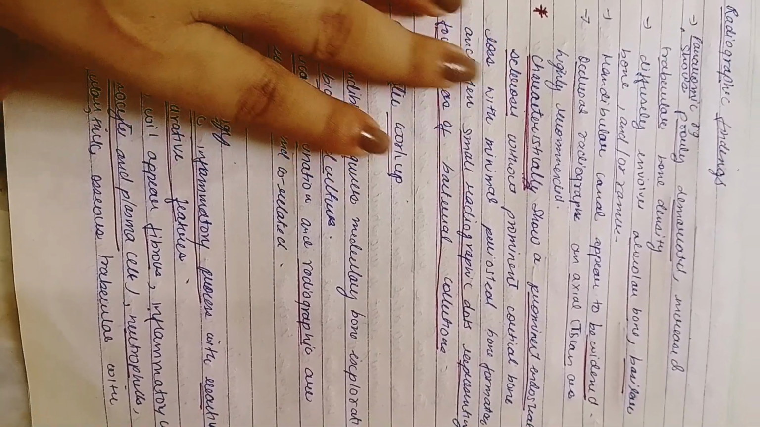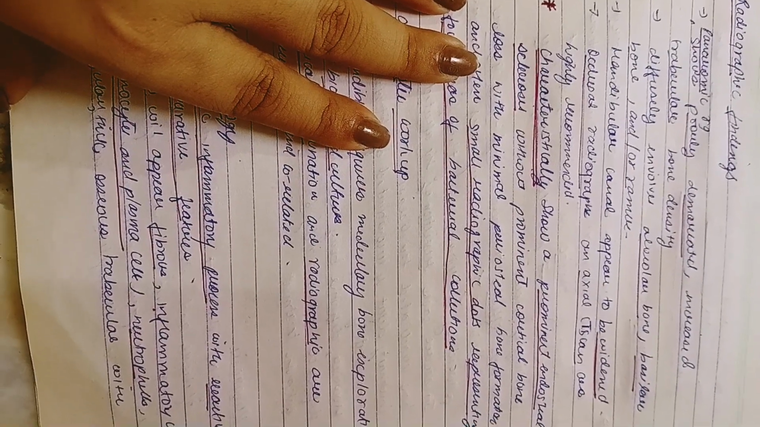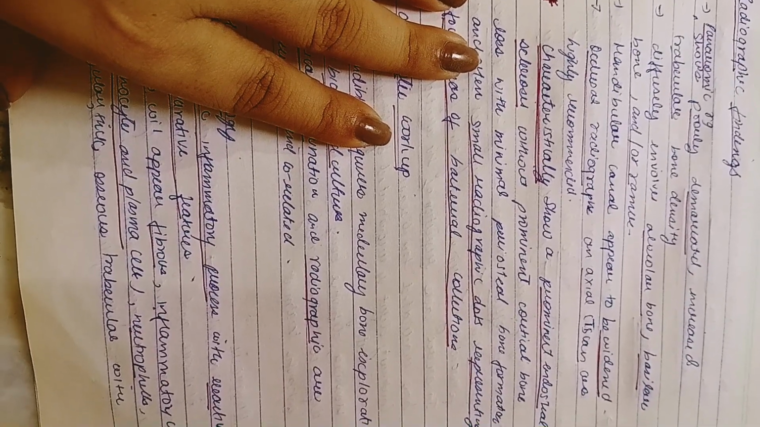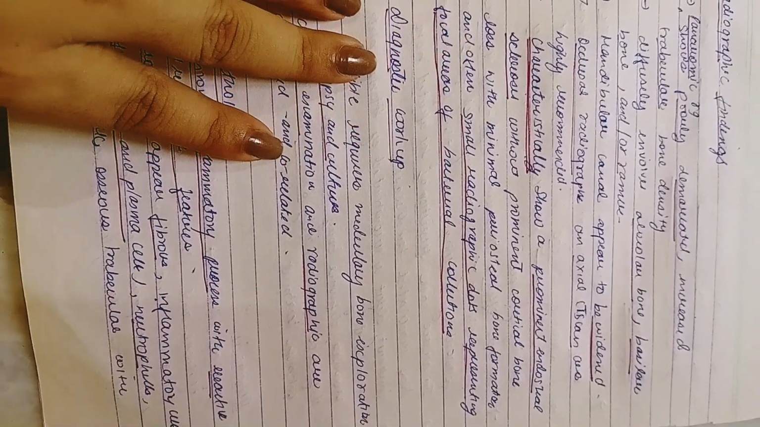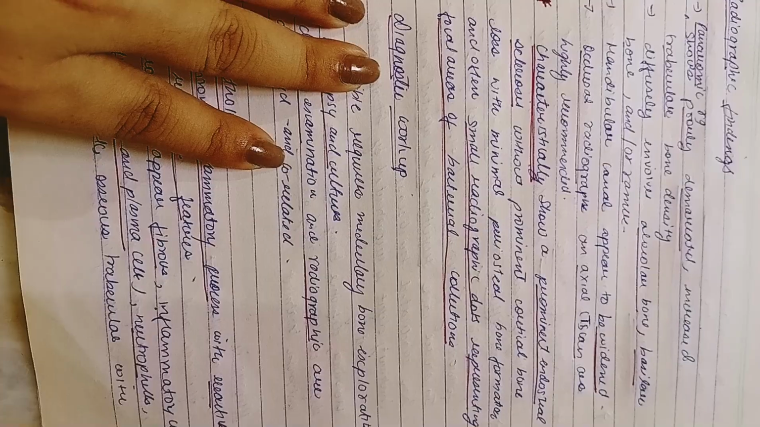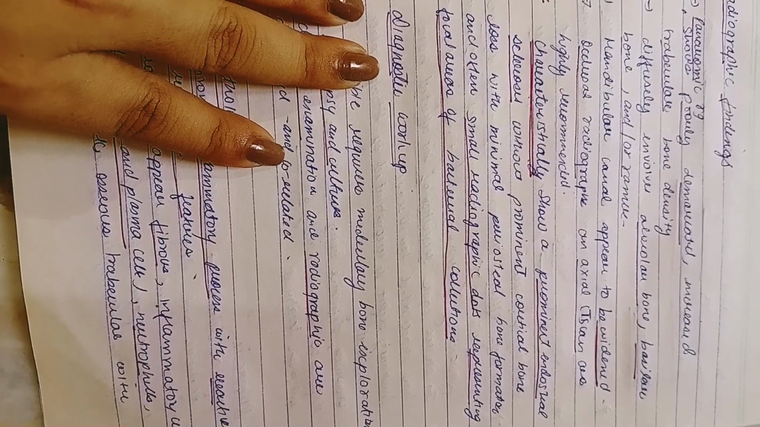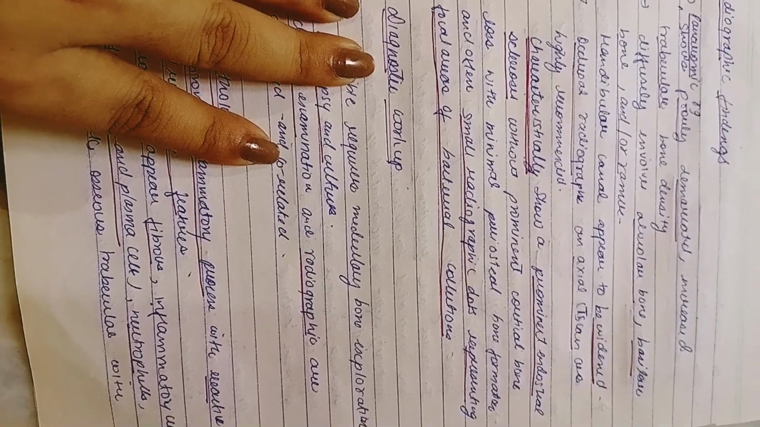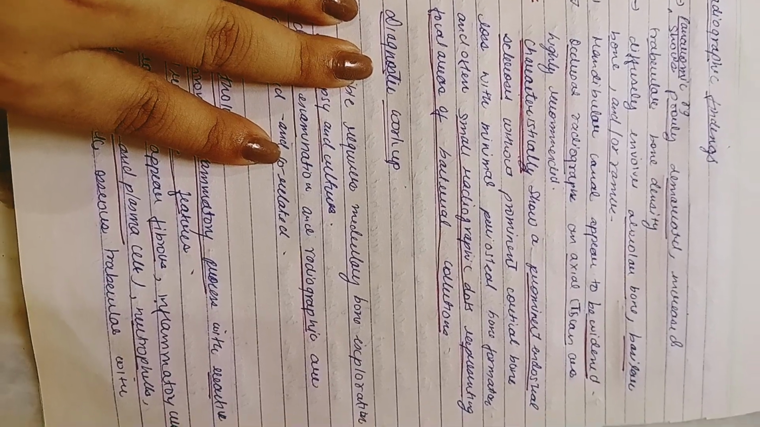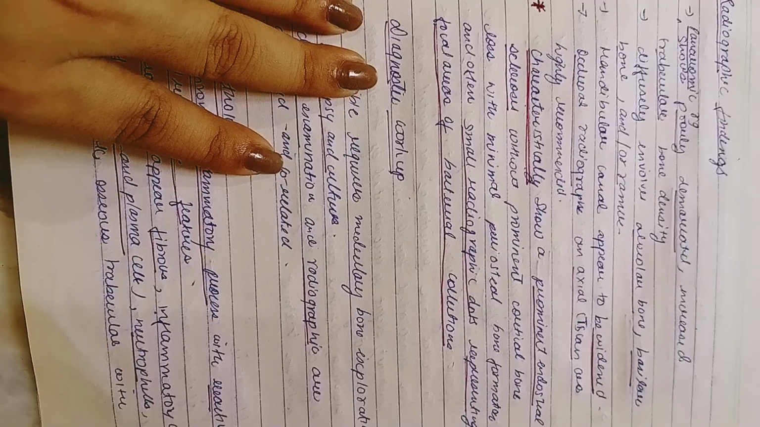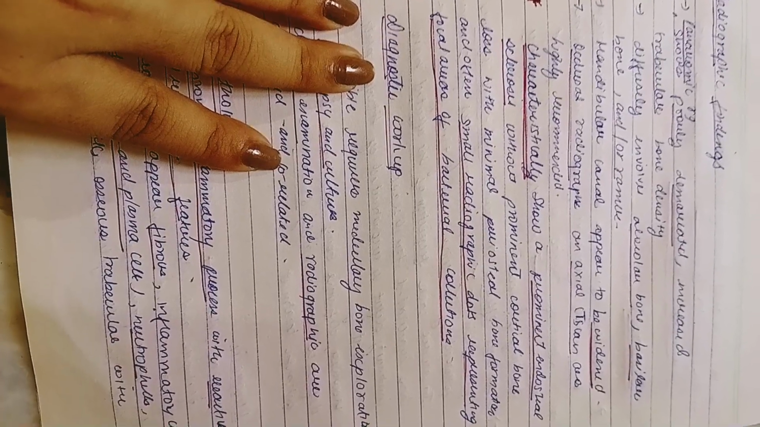Now, occlusal radiograph and axial CT scan are highly recommended. Characteristically, it shows a prominent endosteal sclerosis without prominent cortical bone loss, with minimal periosteal bone formation and often small radiographic dots representing focal areas of bacterial collection.